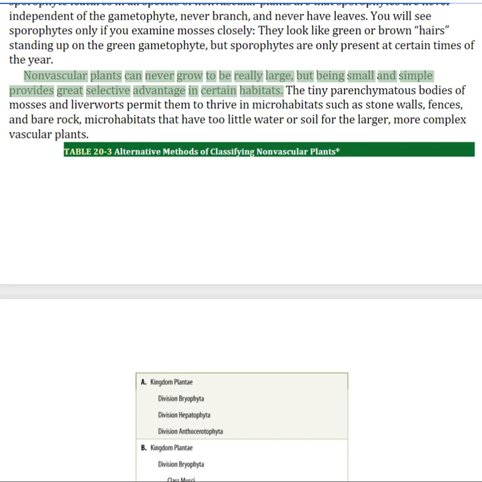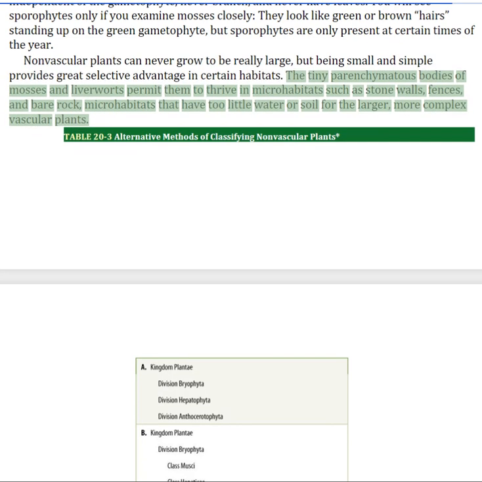Non-vascular plants can never grow to be really large, but being small and simple provides great selective advantage in certain habitats. The tiny parenchymatous bodies of mosses and liverworts permit them to thrive in microhabitats such as stone walls, fences, and bare rock, microhabitats that have too little water or soil for the larger, more complex vascular plants.